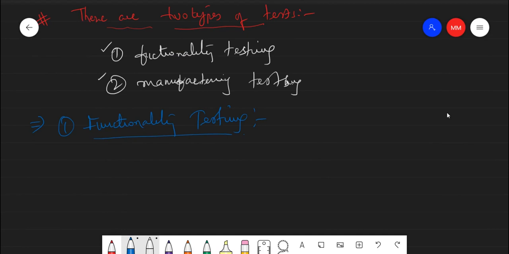The functionality test verifies that the chip performs its intended function. Suppose you designed one particular circuit using logic circuits. You need to check whether the input and output functionality is the same as what you designed. Basically, these functionality tests are performed in high level languages in software, like VHDL, Verilog. Through code, we check this functionality.